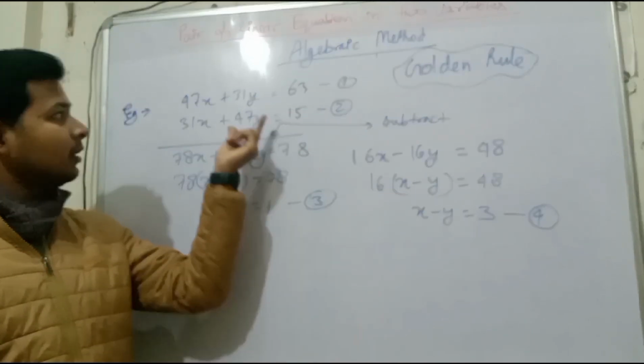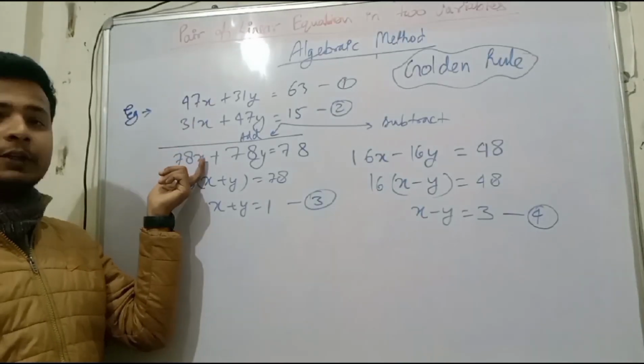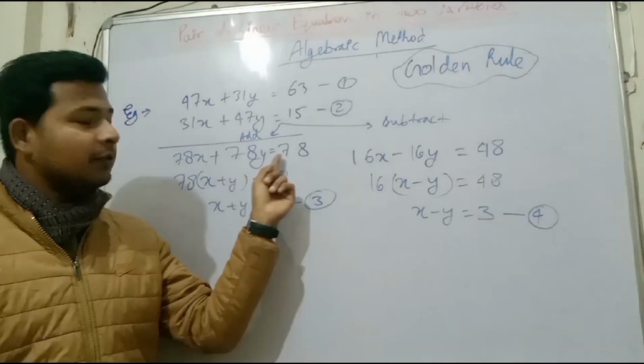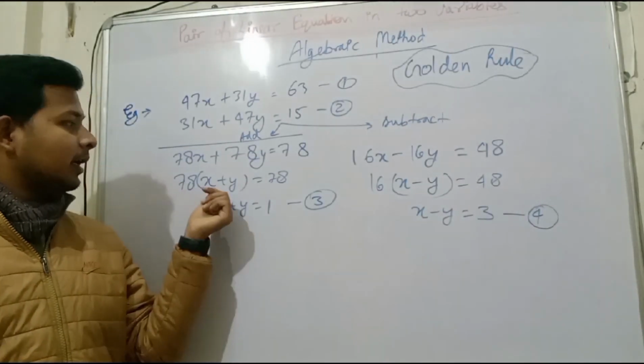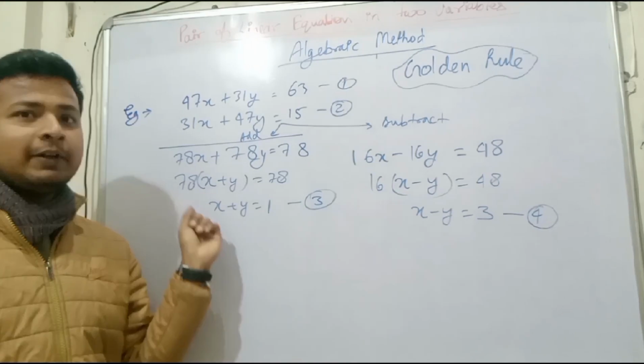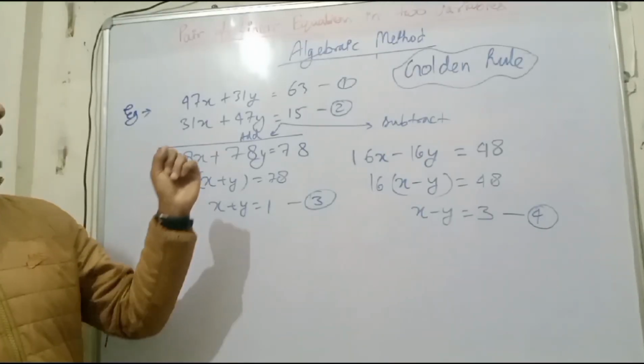63 plus 15 will be 78, 31 plus 47 will be 78, 47 plus 31 will be 78, so 78x plus 78y equals 78. Taking 78 common, it becomes 78 times x plus y equals 78. The 78 and 78 will cancel out, and you will get x plus y equals 1.